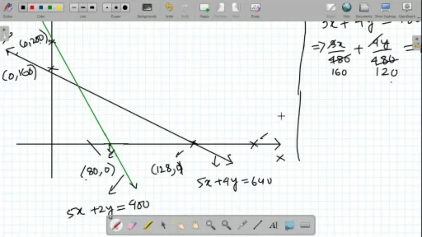Let's say this is 160 comma 0, and the y-axis at how much? 120, right? This is 160, so 120 will be somewhere here. So let's say this is my 120, so it will be 0 comma 120. And now let's join the points.